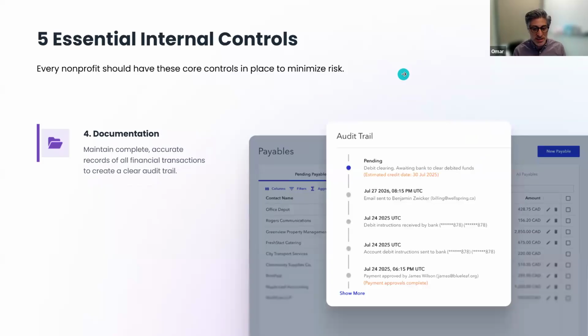And then documentation. So this is often not an issue until it is an issue. And you are talking to your auditors and they want to see the audit trail for transactions. Well, you get a beautiful audit log like this on every transaction.